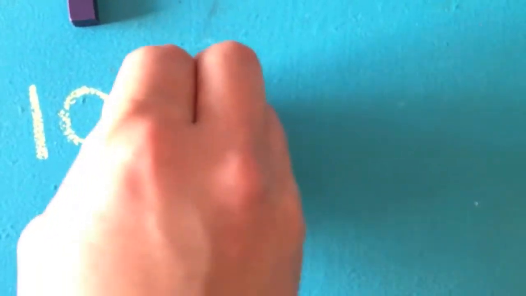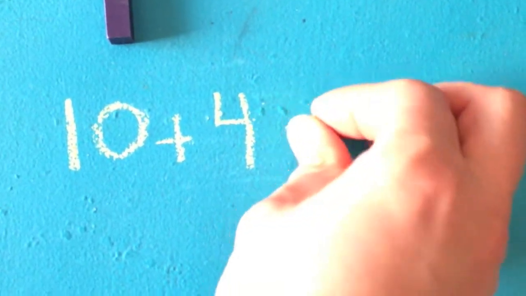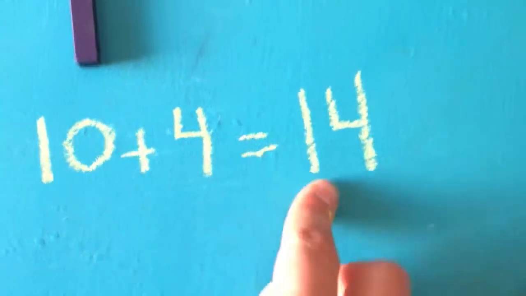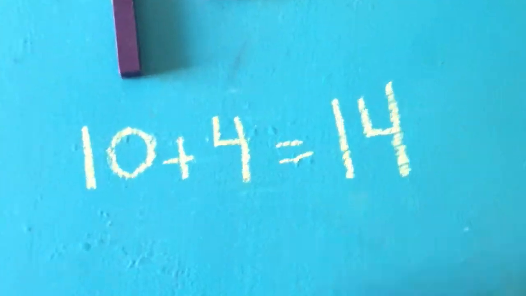In this shot I want to show you a 10 rod and 4 singles. We break that down by writing 10 plus 4, and we can add that up to say 10 plus 4 equals 14, and that is how we know that this collection of base 10s equals 14.